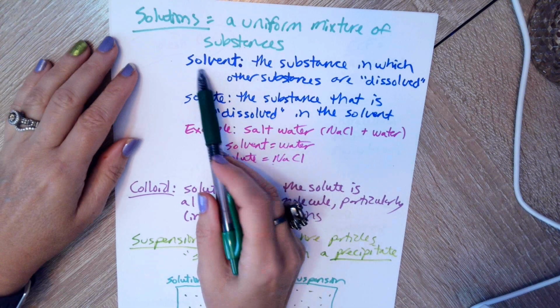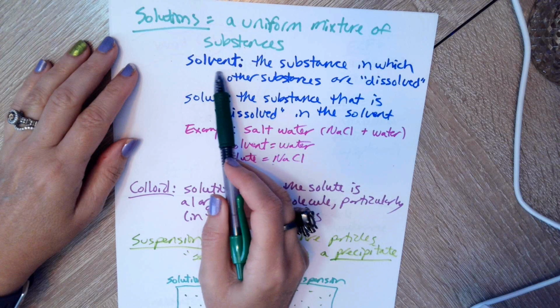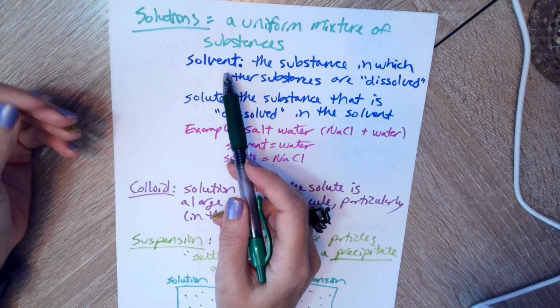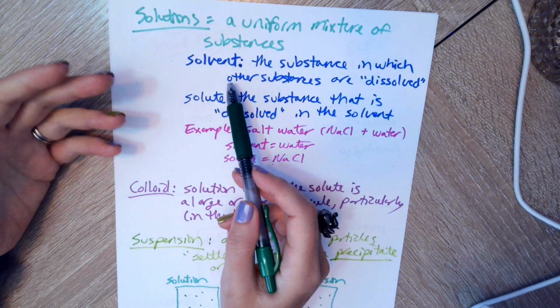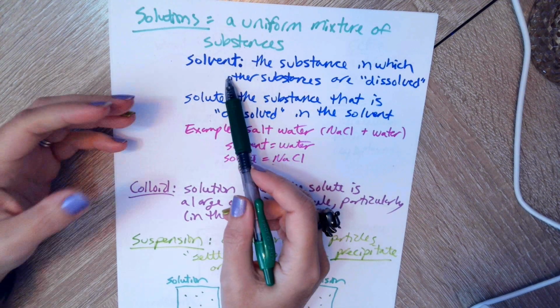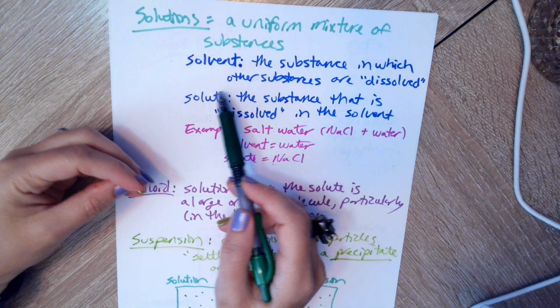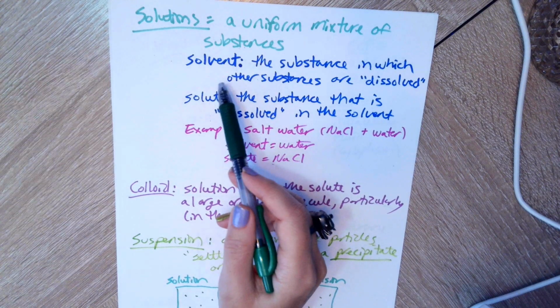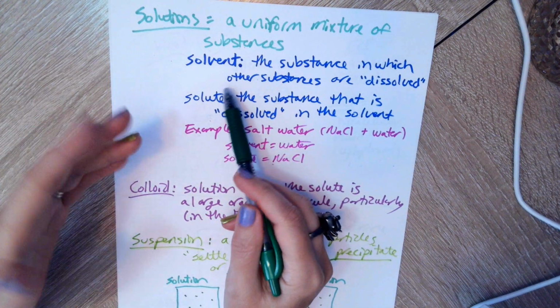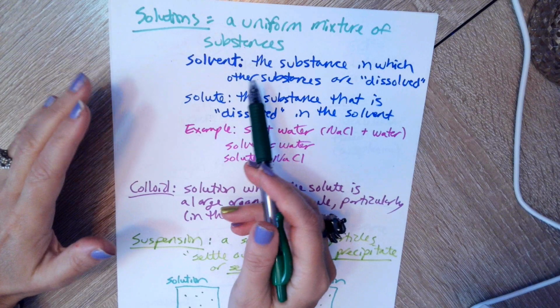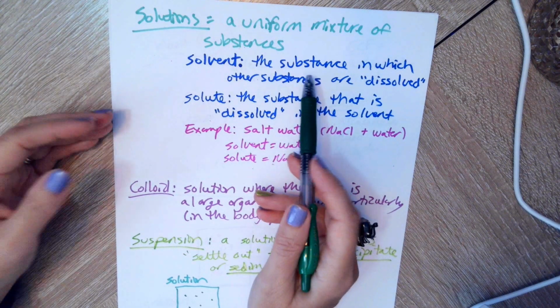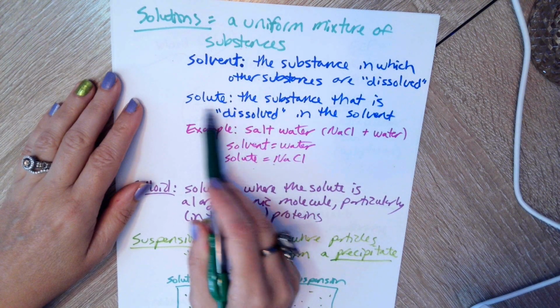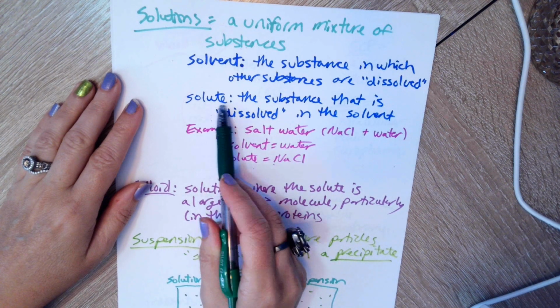Now, a solution consists of a solvent, and that's the thing that is dissolving the other things. You can think of it as kind of like the fluid part of it, whether it's a complete liquid or whether it's maybe a little bit more solid. Like, for example, bone, the interstitial fluid is quite solid, but the solvent is what has dissolved the other things. Now, what is dissolved within the solvent is called the solute.